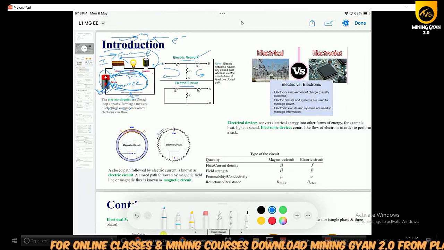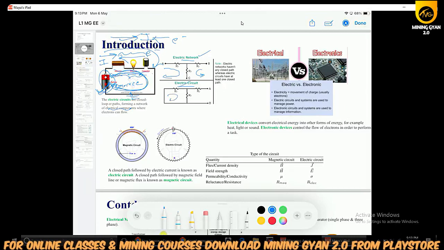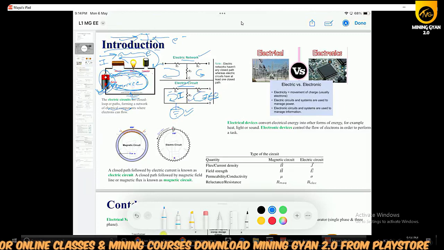But in case of electric circuit, there is at least one closed path so that the current can flow. In this case, this wire is connected to a ground. So ground is making a common connection for R1 and R3. But in this case, this loop is not a closed loop, so electron or current both cannot flow through this path. Only this path will be the closed path.